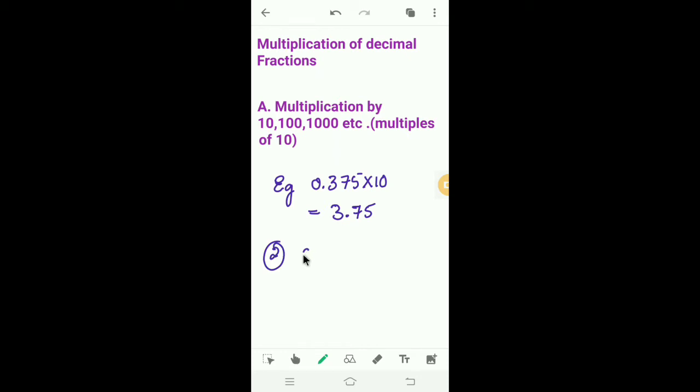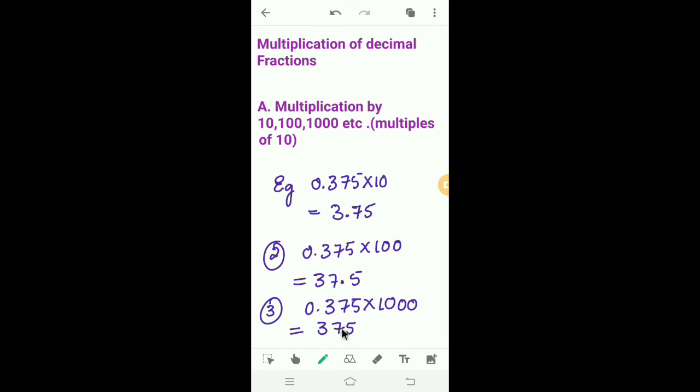Second example, 0.375 into 100. So we have to move the decimal point after 2 digits, 37.5. Third example, 0.375 into 1000. In the multiplier, how many zeros are there? 3 zeros. So we have to move the decimal point after 3 digits, 375.